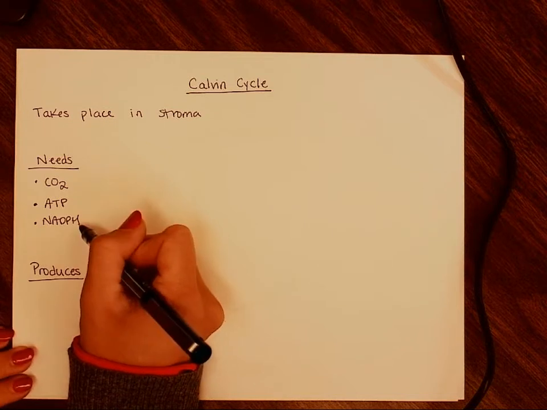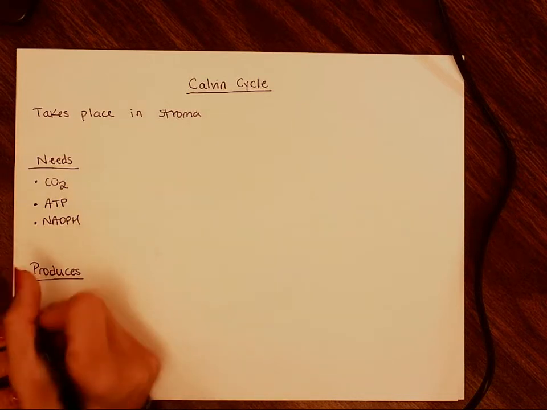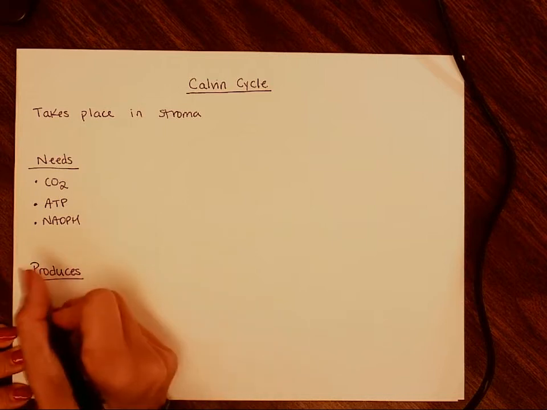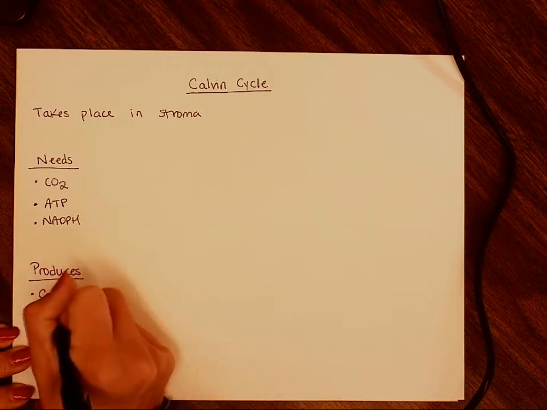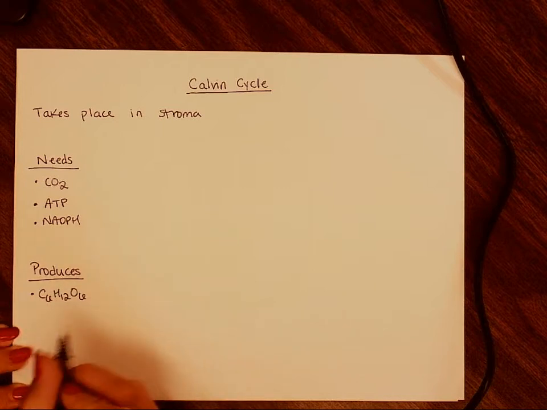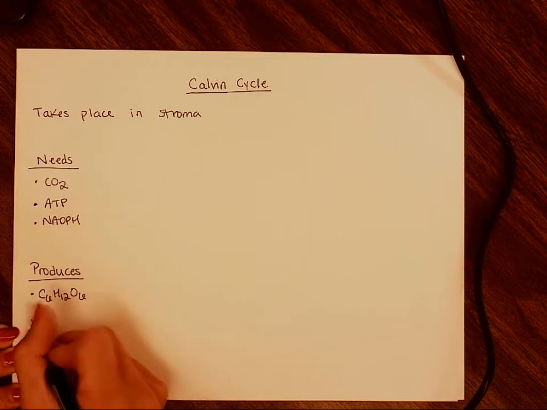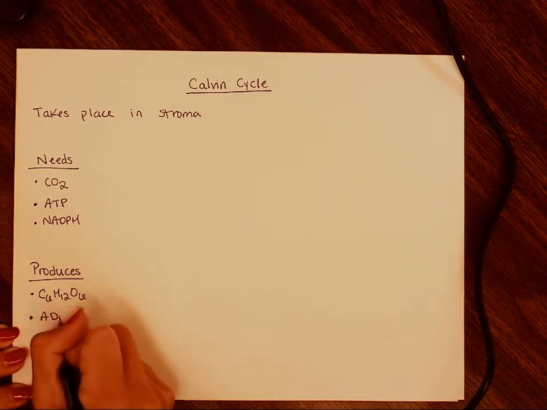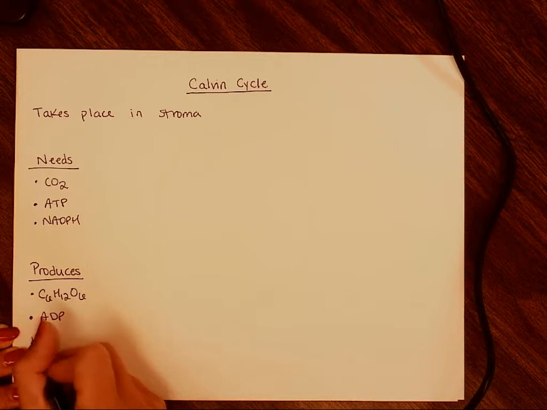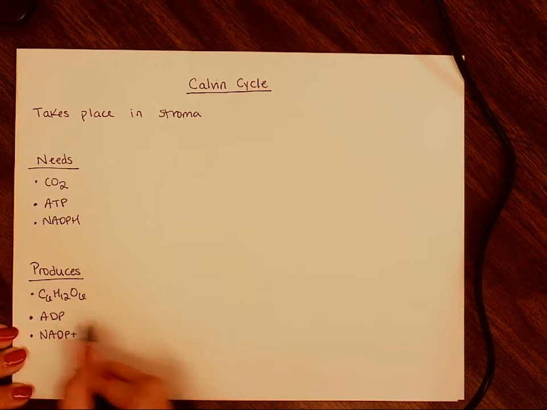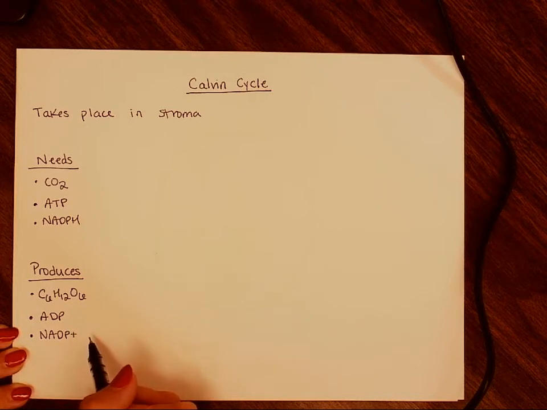Now, if we have all of this in place, taking place in the stroma, we see that the Calvin cycle is going to produce sugar, or C6H12O6. It's also then going to use this ATP, and it's going to turn it into ADP. Once these electrons are dropped off, NADPH turns back into NADP+. ADP and NADP+ are going to go back to the thylakoid to store more energy and pick up more electrons and take them to the stroma.